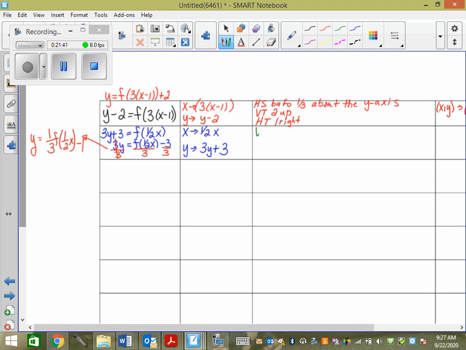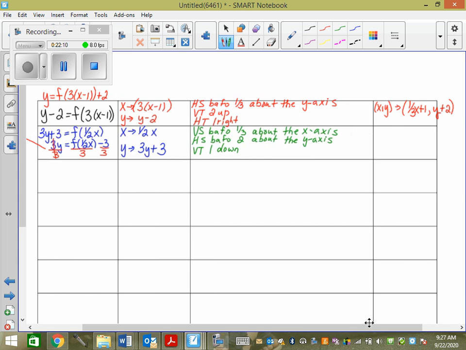So my transformations, I get a vertical stretch by a factor of 1/3 about the x-axis. A horizontal stretch by a factor of 2 about the y-axis. And a vertical translation 1 down. And then my mapping, I'm going to use those numbers, right? 1/3, 2, and 1. So I'm going to get (x, y) becomes (2x, comma, and the 1/3 applies to the y, and then 1 down, minus 1).